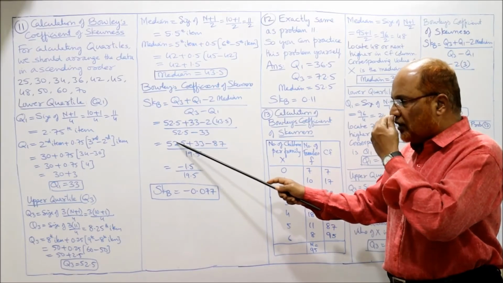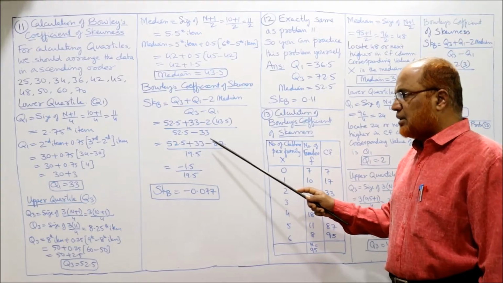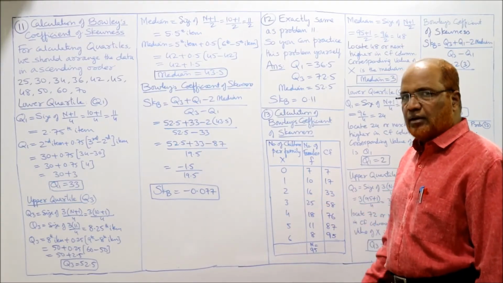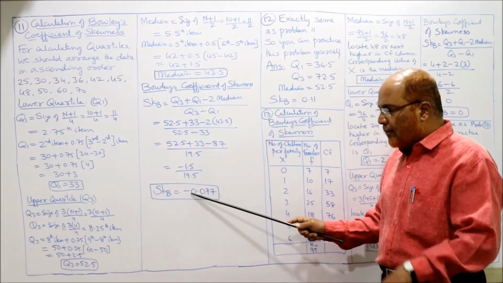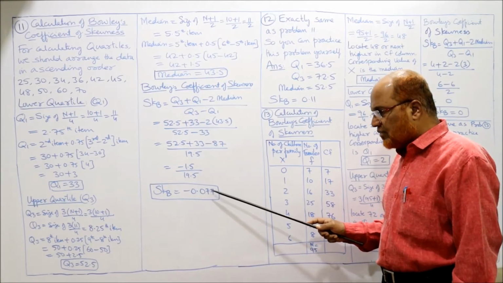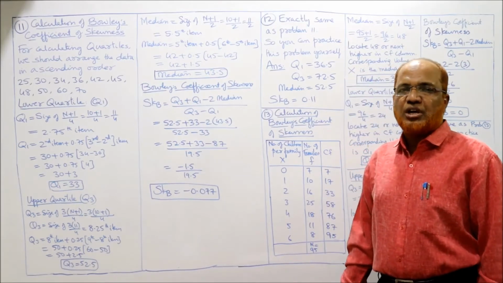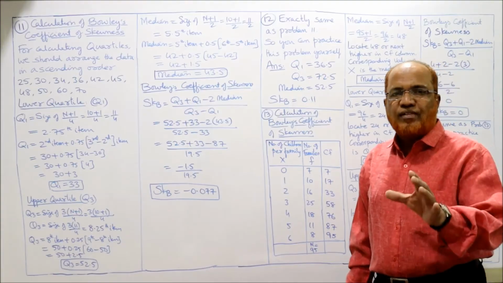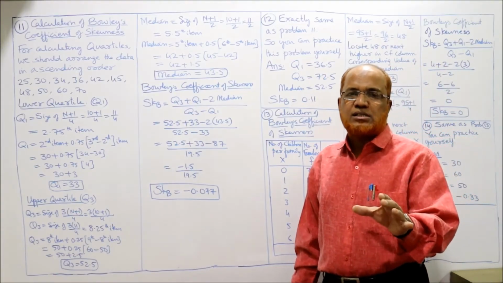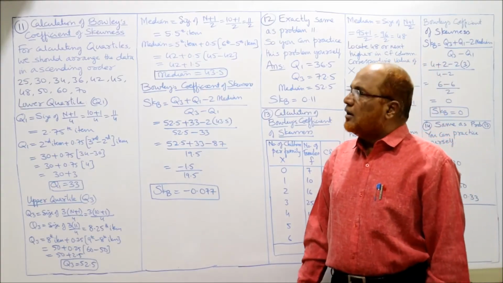So if you solve the numerator, 52.5 plus 33 minus 87, you will get minus 1.5. So minus 1.5 divided by 19.5, you will get SKB minus 0.077. That's it. This is the coefficient of skewness as per Bowley's method. So this is the first problem on individual series for calculating Bowley's coefficient of skewness.